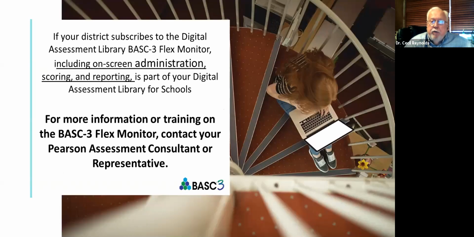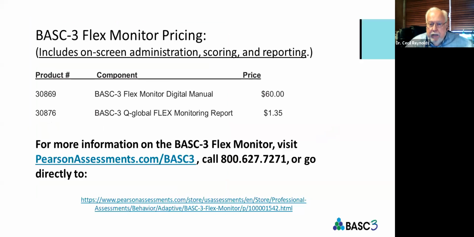As I said, if your district subscribes to the Digital Assessment Library, the Flex Monitor, including all on-screen administration, scoring and reporting, is part of your existing product. If not, the pricing at this stage, the manual is $60 for the digital manual, and then it's $1.35 for each scored report. So each time you do the reporting, you'll be charged. We are looking at other pricing options now, and there will be additional pricing options for you in the future.